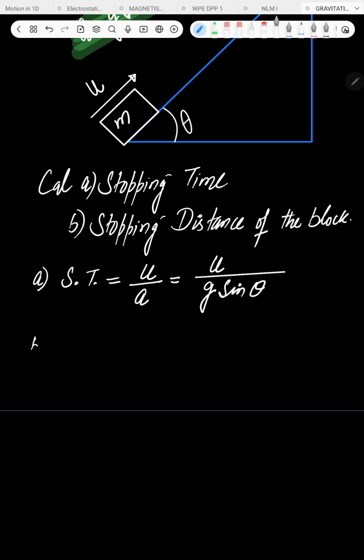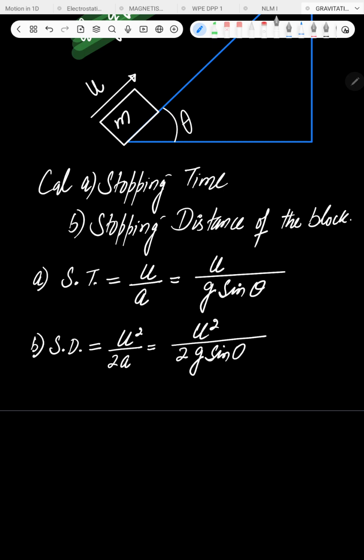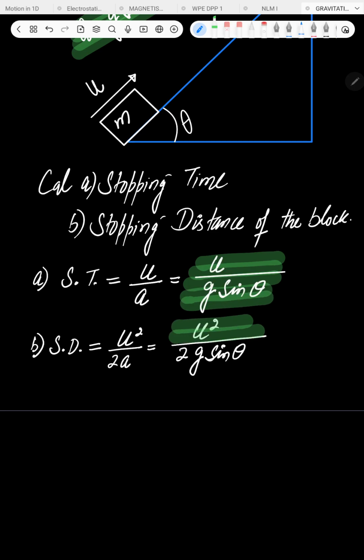Now we have to calculate the stopping distance. Stopping distance is equal to u square divided by twice a. This equation, we study in the equations of motion in the chapter kinematics. Now u square divided by 2, and this a will be replaced by what? It will be replaced by g sin theta. And another important result here: number one is the stopping time, and number two is the stopping distance. I hope that this problem is absolutely clear to you.